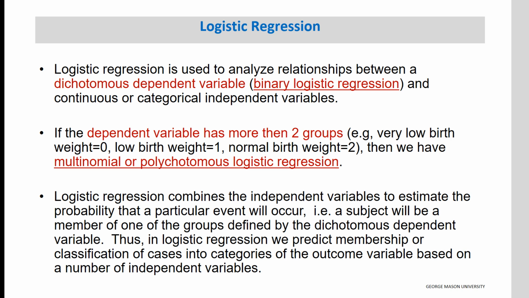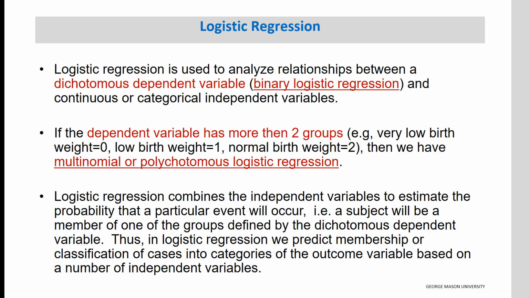If the dependent variable has more than two groups, for example, a variable with very low birth weight, low birth weight, and normal birth weight, so three groups ranging from 0 to 2, then we have multinomial or polytomous logistic regression.